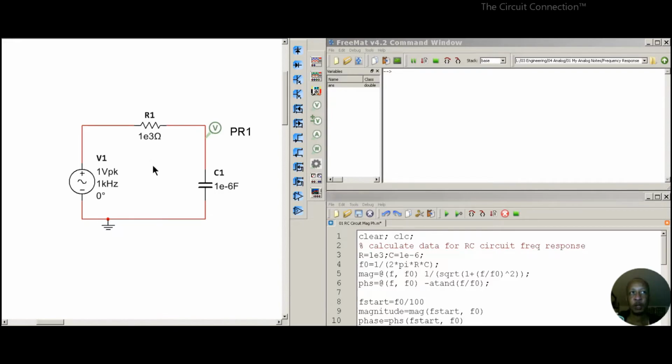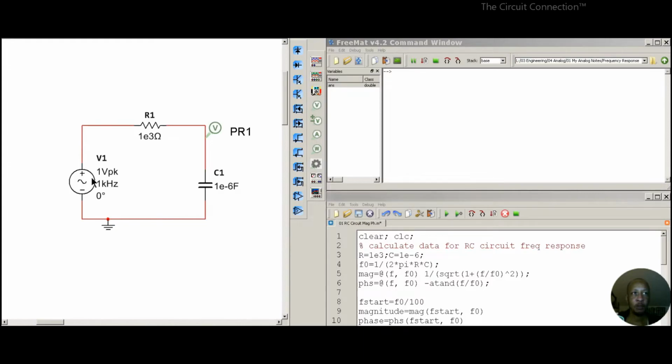My resistor is at 1 kilo ohm, and my capacitor is at 1 microfarad. I chose these values because they're pretty typical. They're not hard to find. You usually see these as real values that you have in real components. So I chose it for that reason.